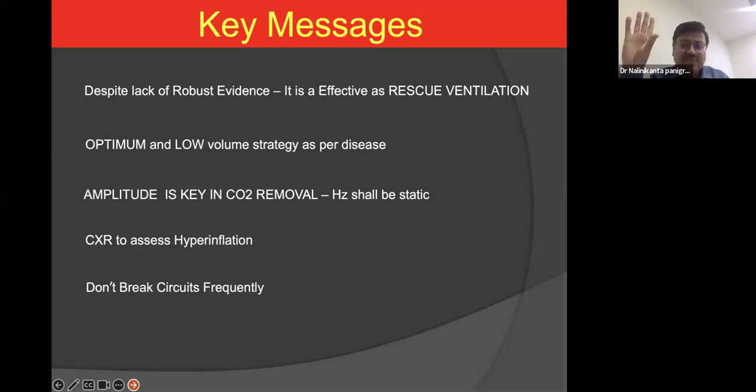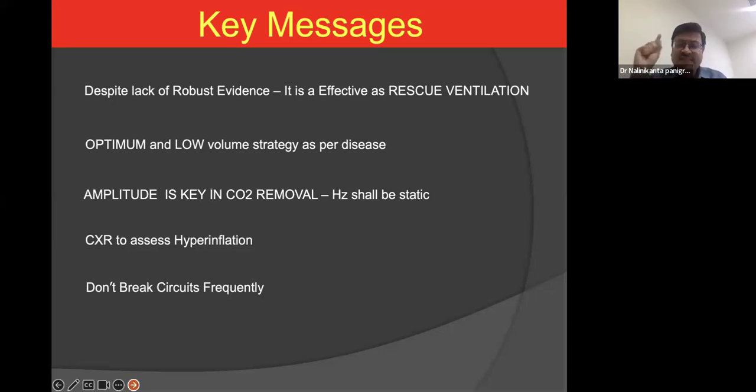So 6 to 8 rib spaces above the diaphragm should be seen in the X-ray in the first 1 hour after HFO. Amplitude is key to carbon dioxide removal. So clinical bedside monitoring of the wiggle factor of the baby from the clavicle to the umbilicus should be there throughout. And a chest X-ray within 1 hour and ABG within half an hour to 1 hour we have to do to monitor. And frequently don't remove the circuit for suction. The other thing is that de-recruiting the lungs is more damaging.